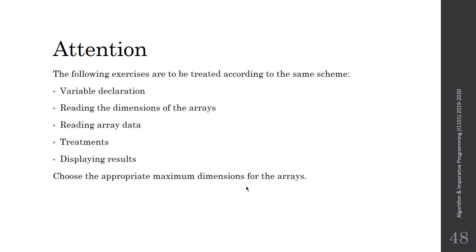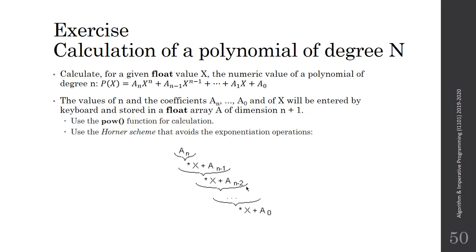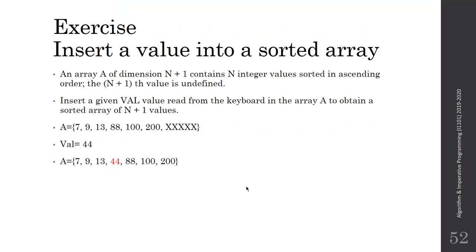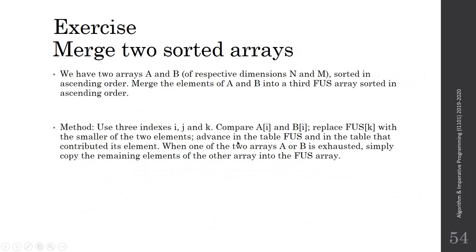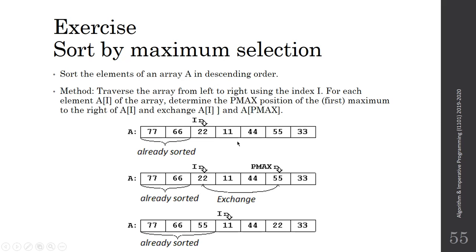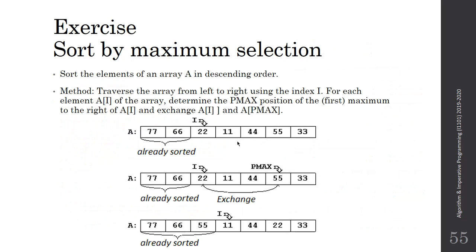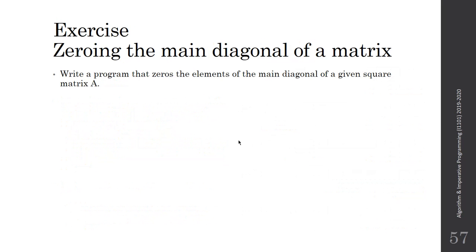So we will cover the product of two vectors, the calculation of a polynomial of degree, and we will calculate the maximum and minimum value of an array, the insertion of a value into a sorted array. We should find a value in an array, so it's searching. We will do a sequential search and a binary search. We will merge two sorted arrays and find the maximum using selection sort, and we'll do sorting. So we'll sort the elements using the maximum selection and the propagation, also called bubble sort. So this is for the one-dimensional arrays.